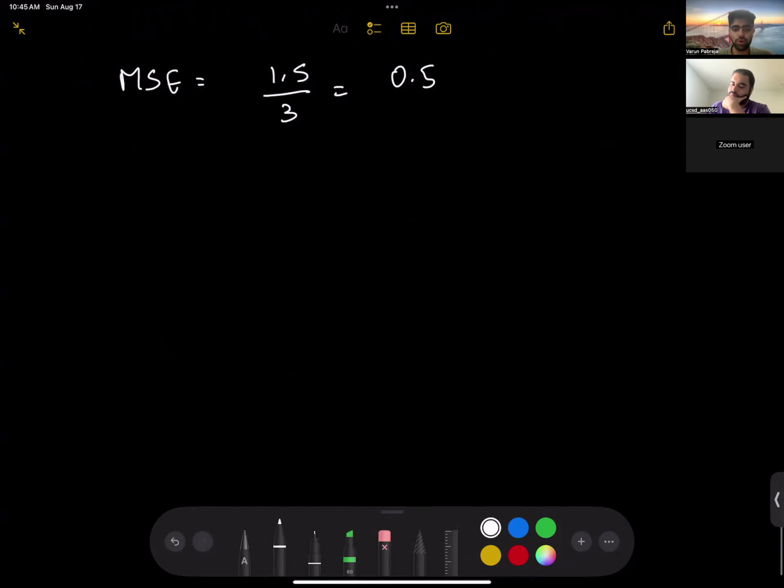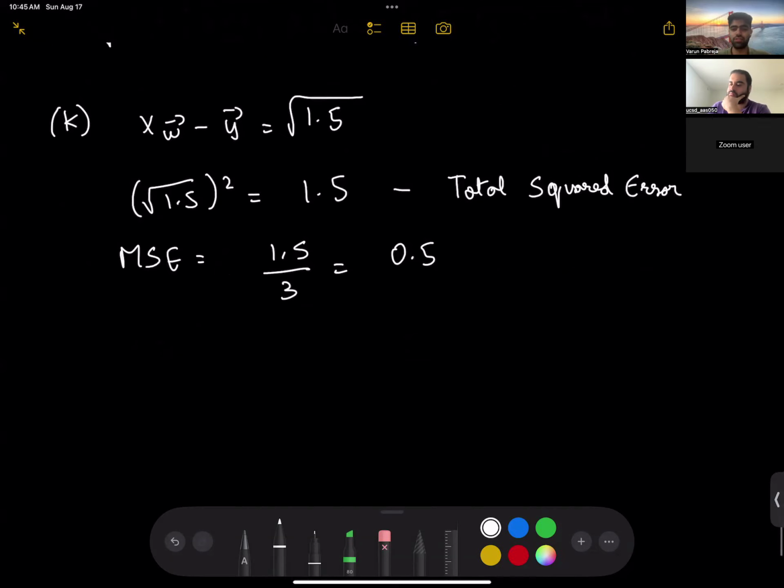Notice that this has a relation to one of the problems that we solved in group of two, where we were looking at the length of the error vector and seeing if the W value that we actually had was the optimal W value. So you should be able to draw that relationship here.